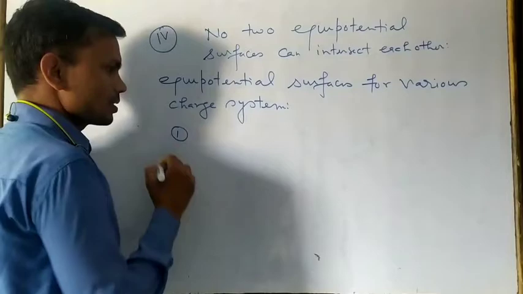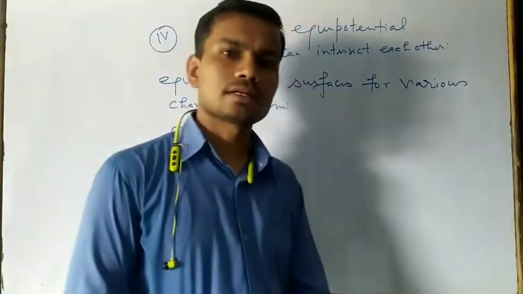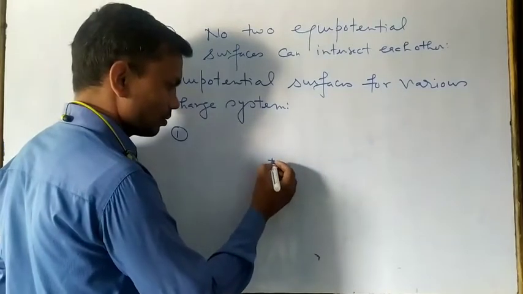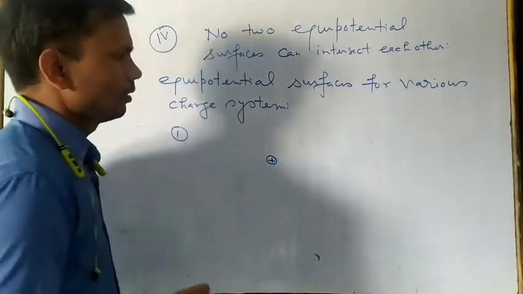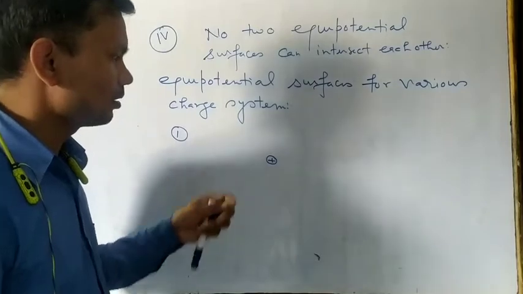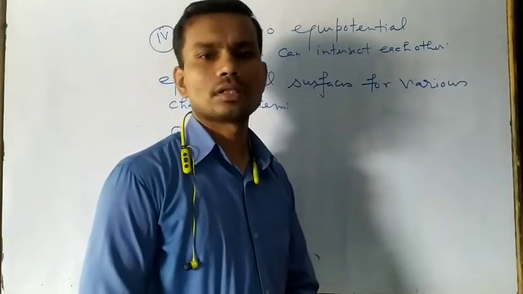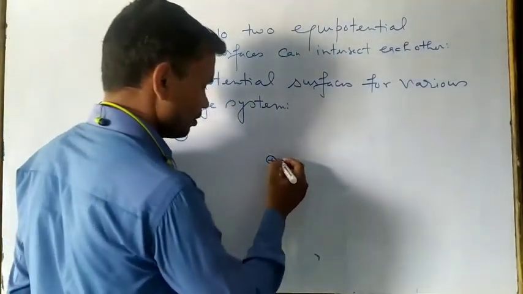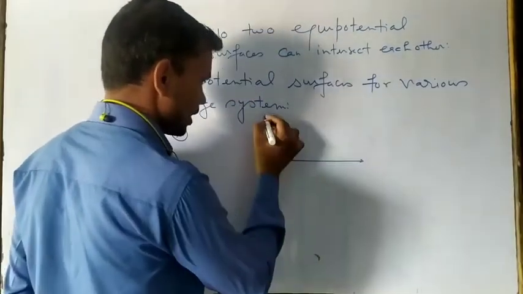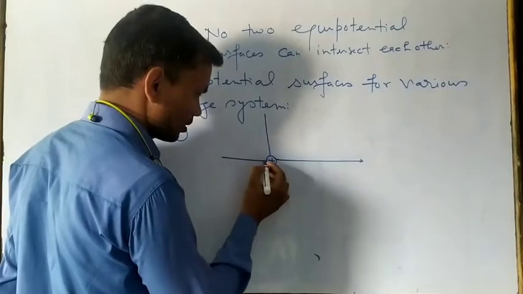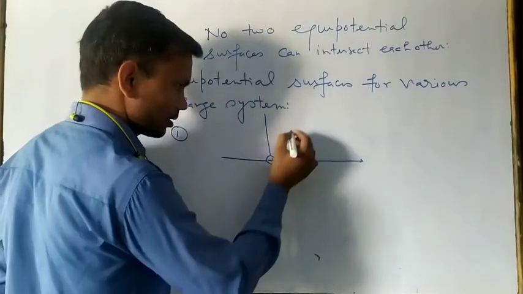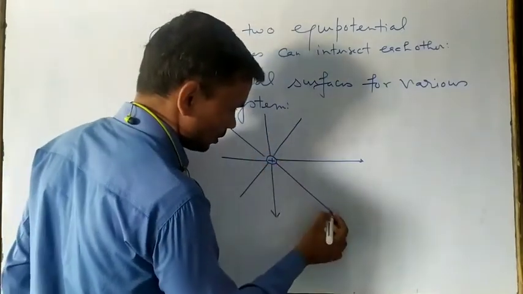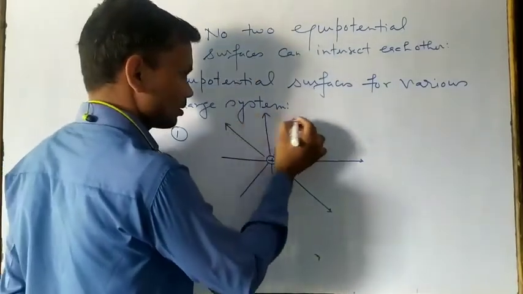Right, first one. Suppose we are taking any isolated charge, the first one, a positive charge. For this positive charge, we want to draw the equipotential surfaces. We have already drawn them here. We know that the electric fields are directed radially outward, making a 90-degree angle with the surface. So this is the direction of the electric field lines.